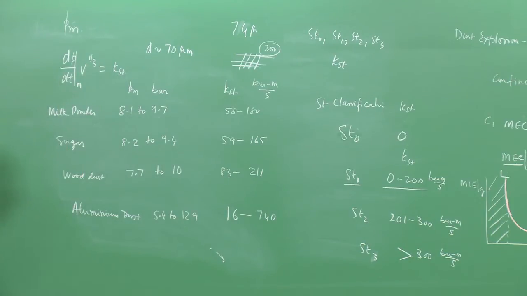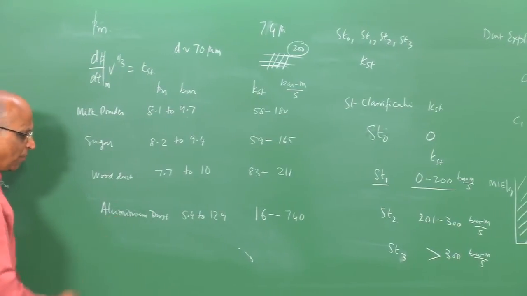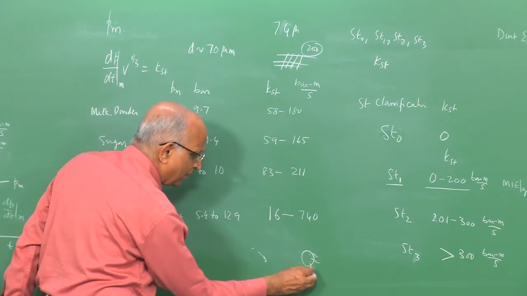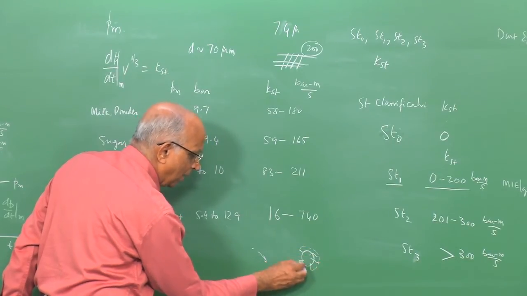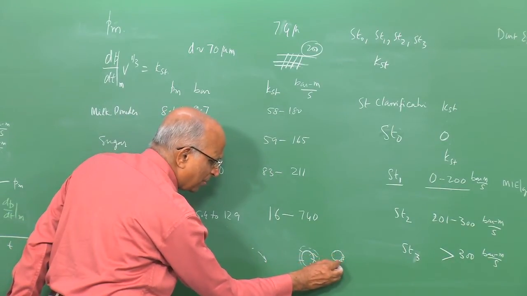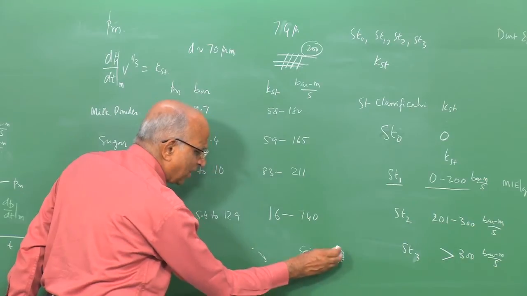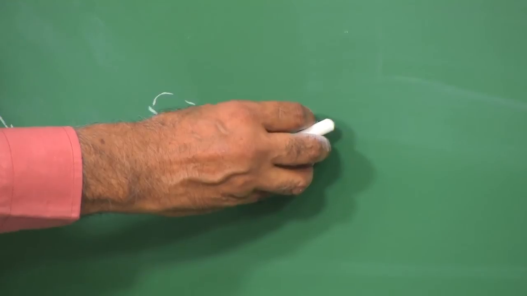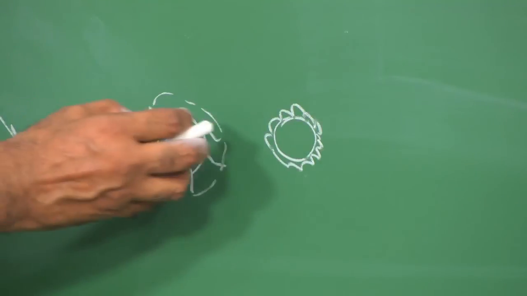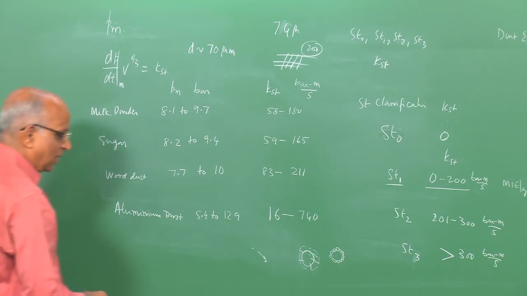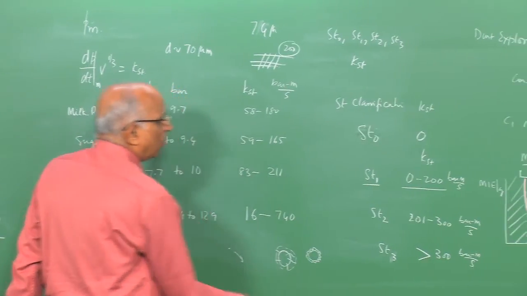However, we must remember one thing. When we talk of metal dust, it's not that the metals volatilize and the volatiles of the metal burn. In the case of many metals, you are talking of surface combustion, and it is the surface combustion which dominates. Therefore, we must be careful when we interpret the results for metal dust which give rise to dust explosions.